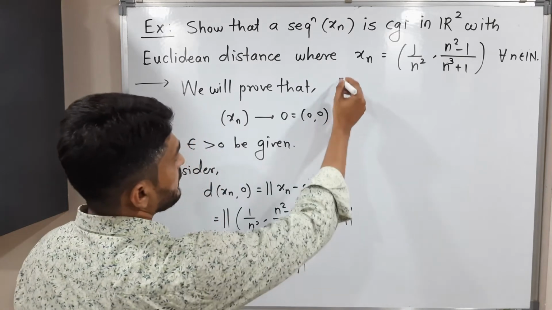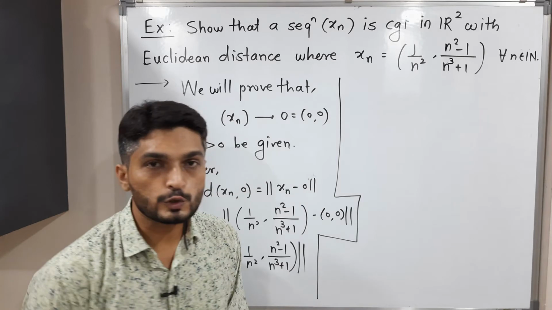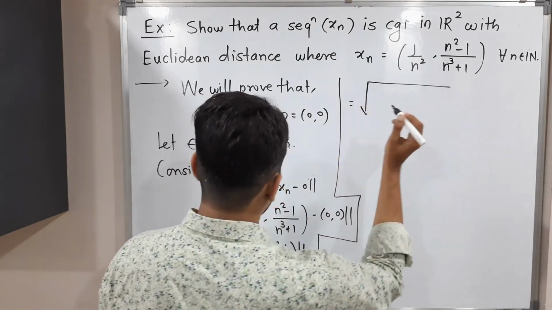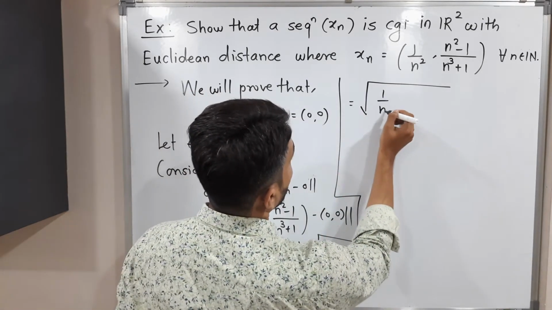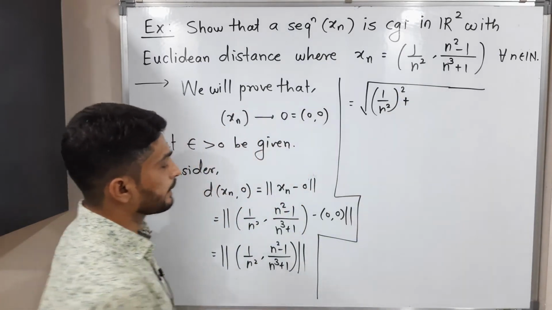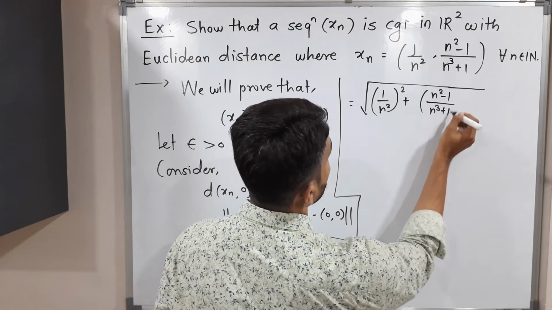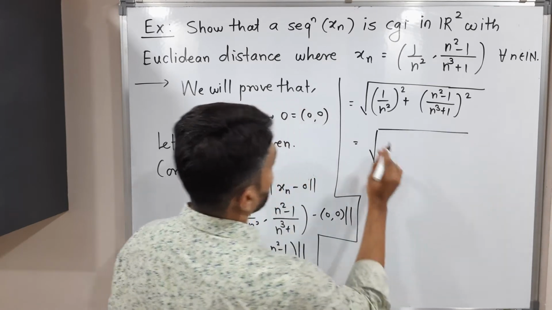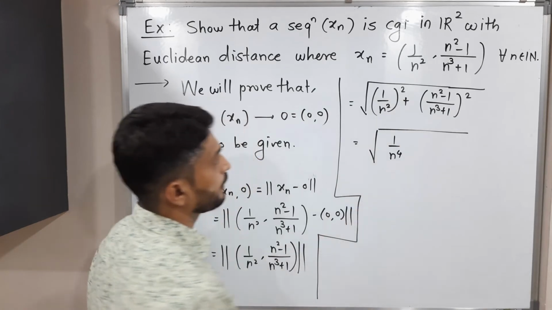Okay, so let us continue. Now I will use the definition of the norm. That means square root of the square of the first component, that means 1 upon n square, bracket square, plus the square of the second component, that means n square minus 1 upon n cube plus 1, bracket square. So this is equal to square root of 1 upon, the square of 1 is 1, the square of n square is n raised to 4, right?